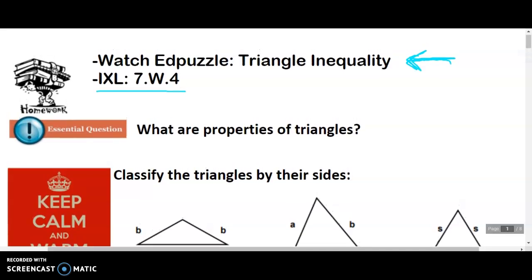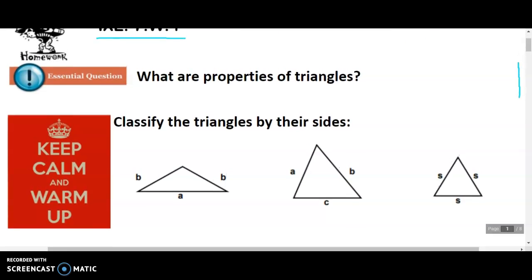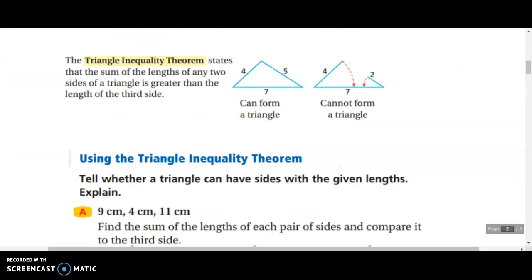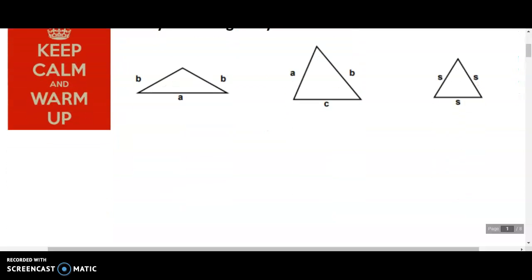All right, today we are talking about properties of triangles, and before we begin, I just want to talk about classifying triangles by their sides. Okay, so we have these three triangles right here. The first triangle, if we're classifying by sides, we're looking at just their sides, not their angles. Yes, this does appear to be an obtuse triangle, but we're not asking about the angles, we're asking about the sides. So you'll see this is labeled as A, B, and B.